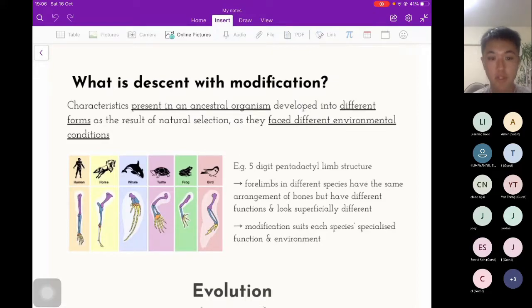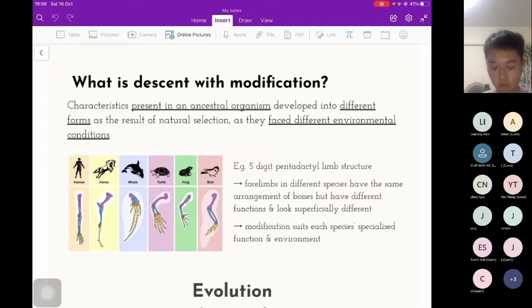So what is descent with modification? Characteristics present in an ancestral organism, something that is not present now, that has died off already, developed into different forms as a result of natural selection. The process of natural selection we'll go through later as well. These different forms come about because they face different environmental conditions, so different selection pressures.